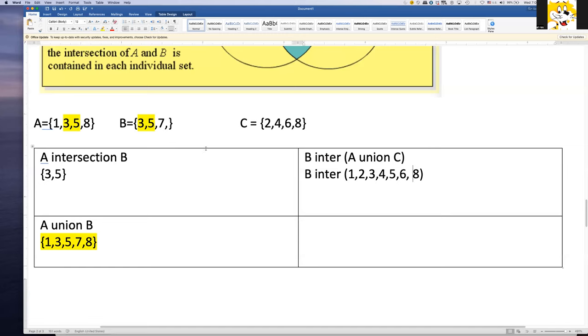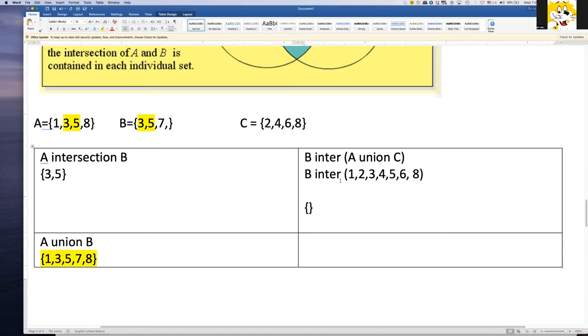Now we could do B intersection all these numbers. So what does B have that all these numbers in parentheses have that is common to both? 3 and 5. That's it. So my final answer here is 3 and 5.